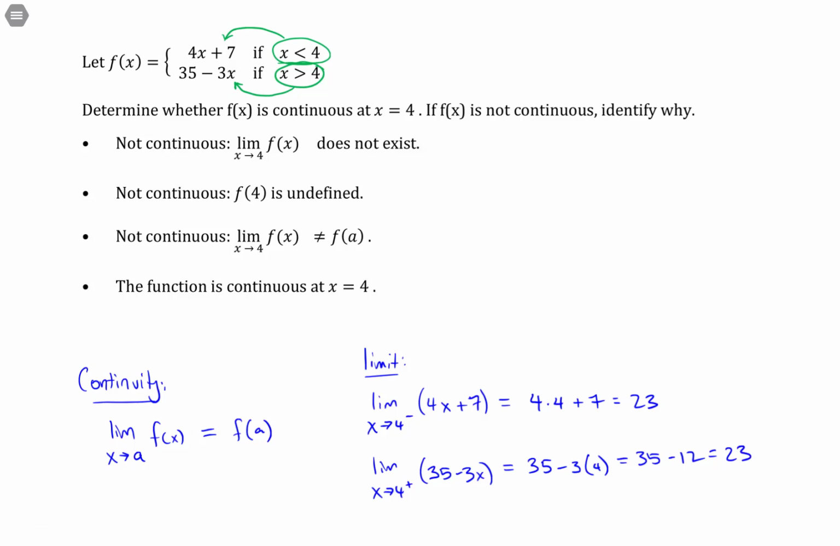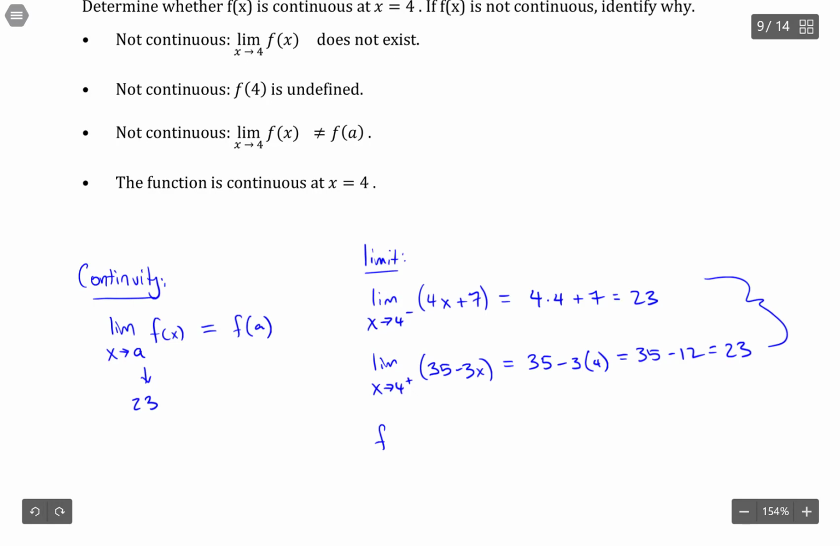So what that means is comparing these two, because they agree and they are equal, that the limit itself is 23. So now we need to check out f of a. So that's just evaluating f at 4.